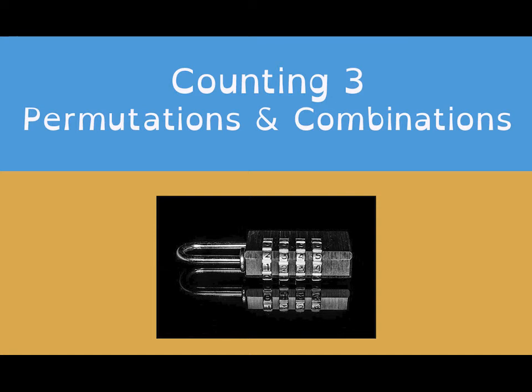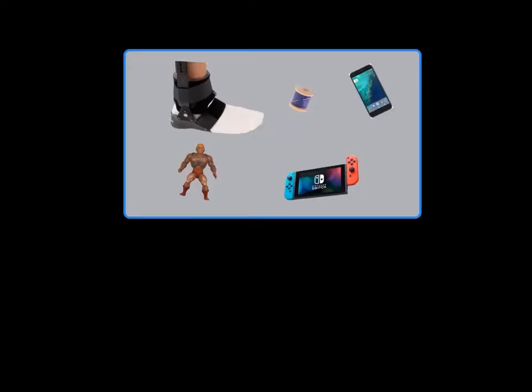And we're looking at some more advanced counting methods, in particular permutations and combinations. So to get us started with this, let's pretend we have a table, and on this table is a phone, the switch, an old He-Man figure from the 80s, for some reason a spool of thread, and a disembodied foot with a brace on it.